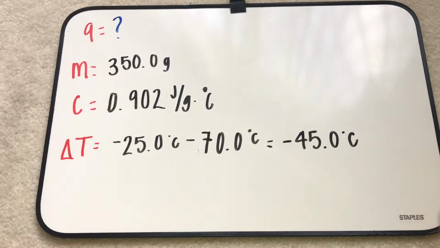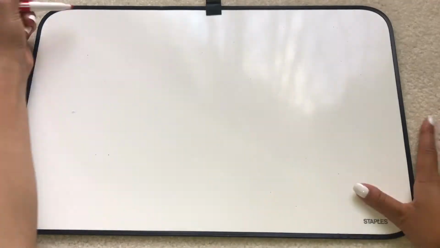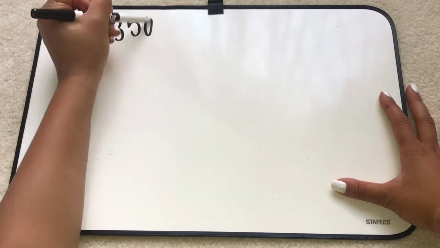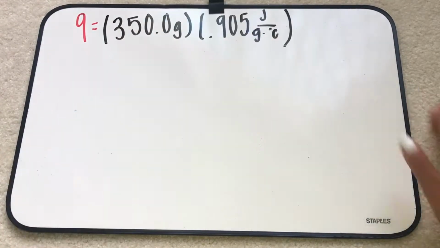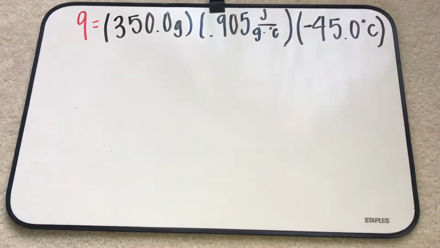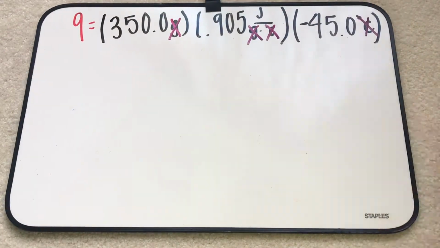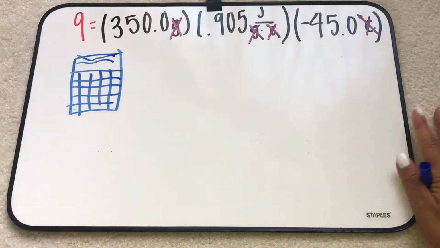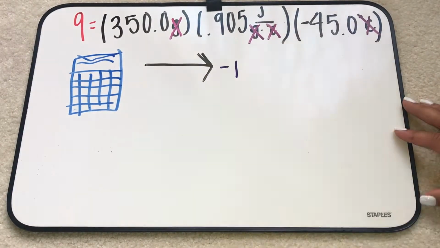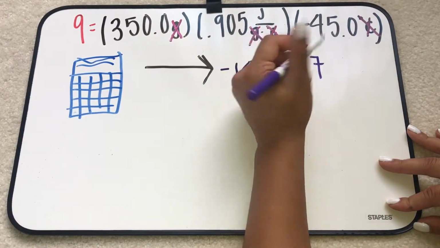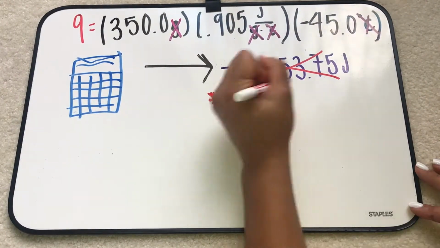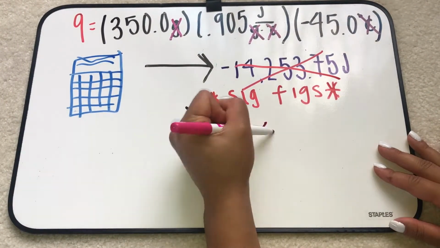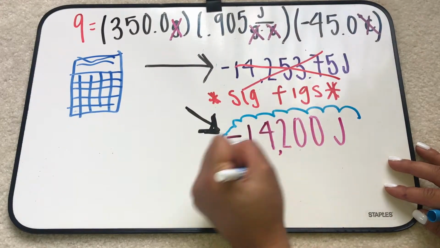Using these values, we can plug them into Q equals mc delta T in order to find Q, heat. Q equals 350 grams times 0.905 joules divided by grams times degrees Celsius times -45 degrees Celsius. Cancel out the matching units and plug it into the calculator to get an answer of -14,253.75 joules. When we look at the numbers in the problem, we see that there should be 3 significant figures, so the number is actually -14,200 joules.